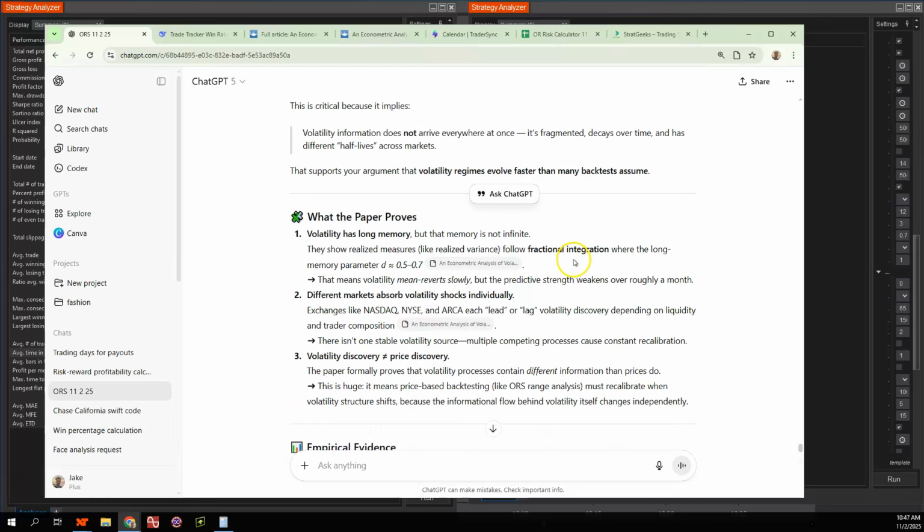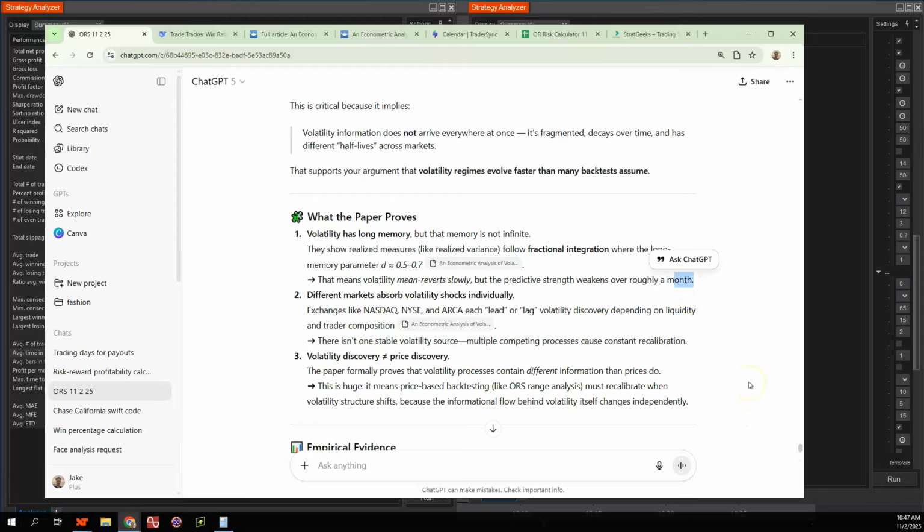What the paper proves: volatility has long memory, but that memory is not infinite. They show realized measures like realized variance follow fractional integration with a long memory parameter. That means volatility mean reverts slowly, but the predictive strength weakens over roughly a month. Ding, ding, ding.